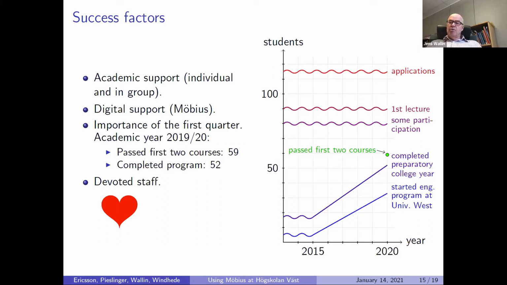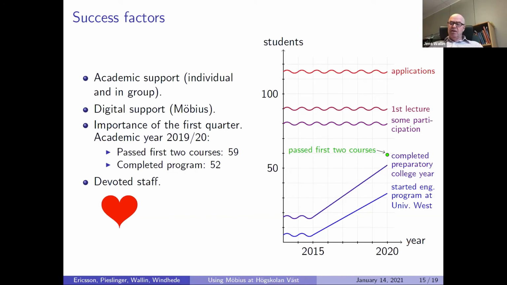So if I just summarize what I've said: the analog thing, use hours smartly in the first quarter of the preparatory college year to get students through the first exams that you have at the end of October. And the digital one, use Möbius, it saves a lot of time and gives very good results for students. And number 3, devoted staff.